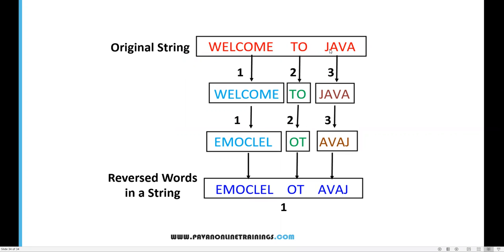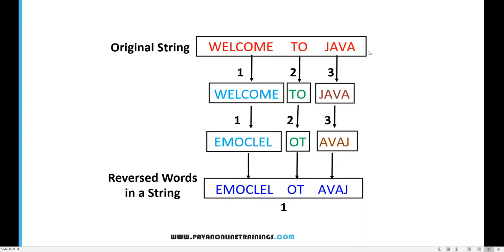Now what I want to get from this string is to reverse each and every word in the string. So this is the final output. Let's say welcome is reversed, and "to" is reversed, and Java is reversed. So this is the final output we need to get from this original string. So let's see what the logic is here.